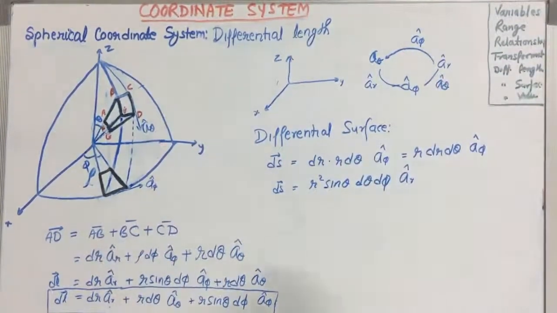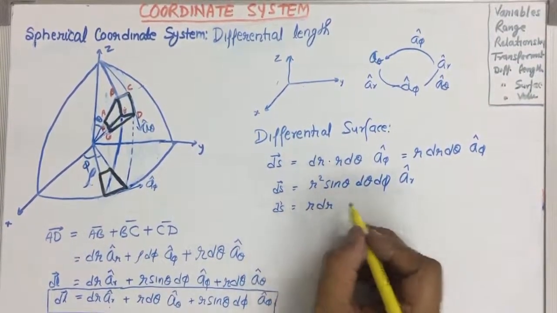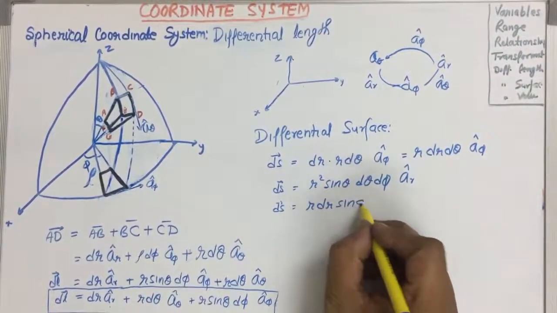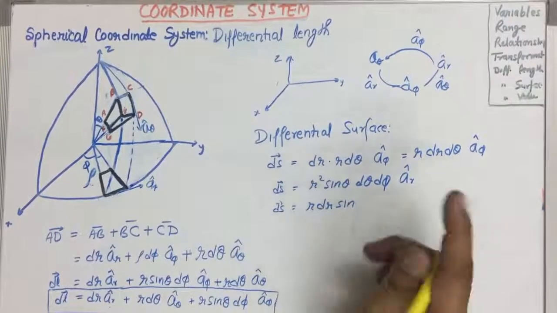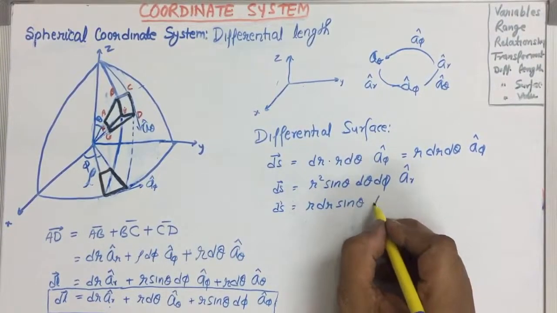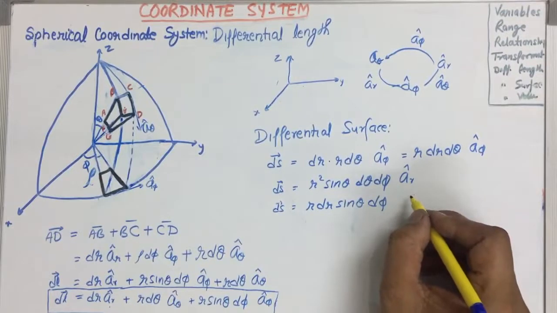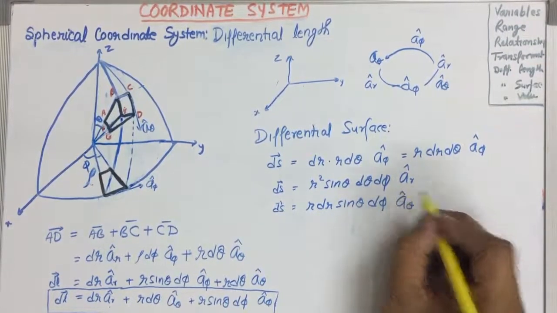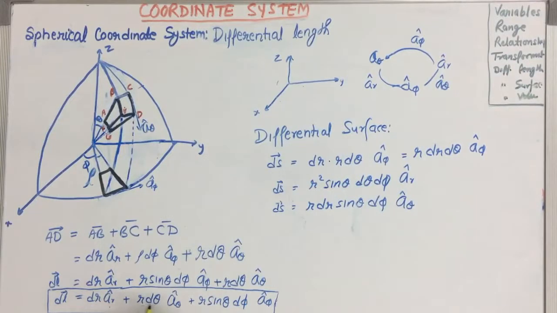In this way we can find the third ds. That will be r sine theta dr d phi and a theta. I just multiplied these two and took the cross product of these two, and that becomes this one. Multiply this and the cross product of these two will give this one. Multiply this and the cross product of this and this will give this one. In this way the differential surface can be found.